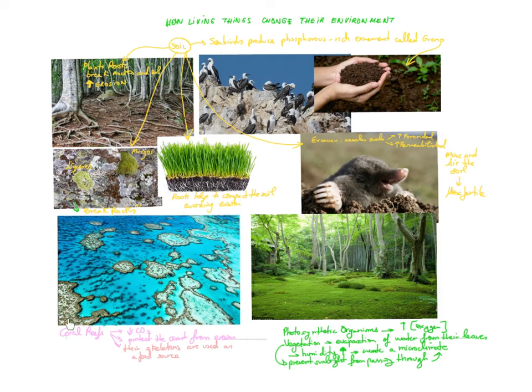Coral reefs, for example, are very important because they decrease the CO2 levels because they are taking the CO2 to form their skeletons. These skeletons are used too as a food source for other animals. And coral reefs protect the coast from erosion. So coral reefs are very, very important.